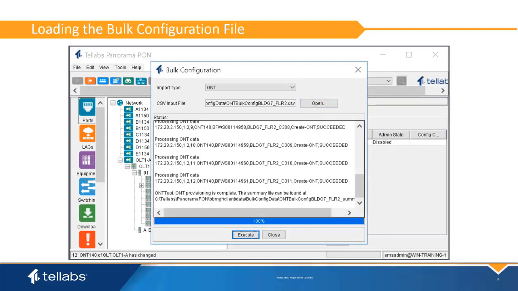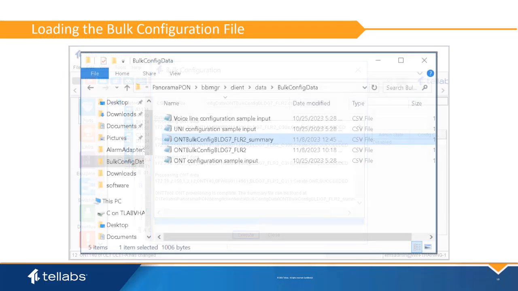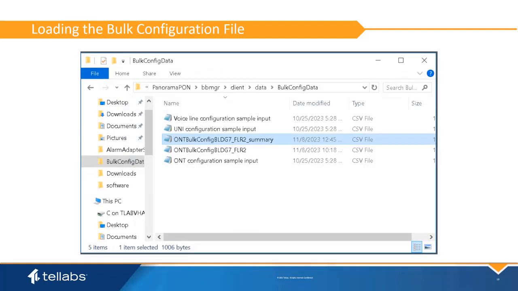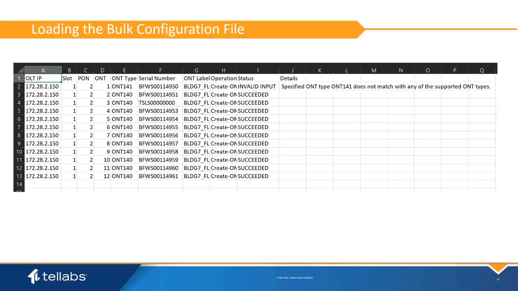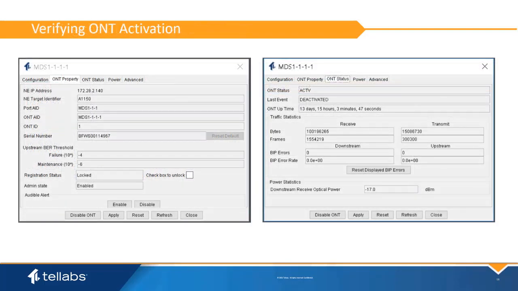Each entry in the CSV file is executed and displayed in the status window. Upon completion, an output summary file is generated in the same directory as the input file. Check the summary for a listing of provisioned ONTs, as well as any possible errors or causes. ONT activation can be verified by checking the ONT property and ONT status information for the ONTs that were provisioned by the bulk configuration upload.